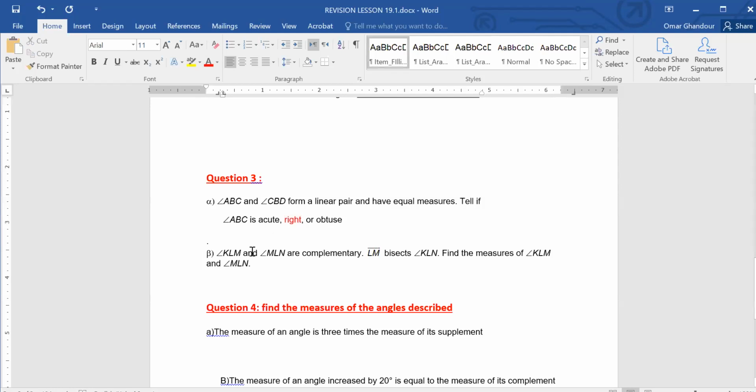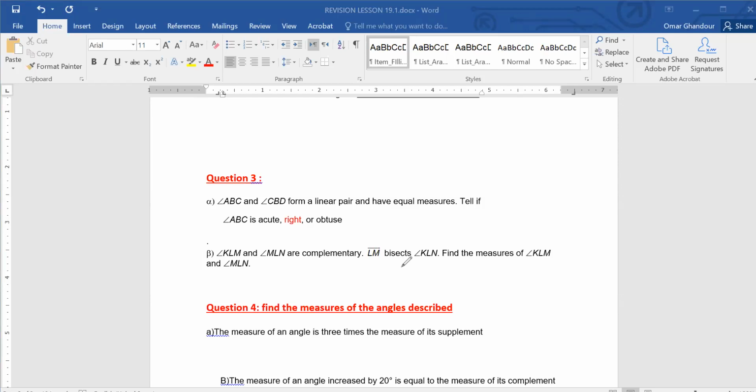Question B. Angle KLM and angle MLN are complementary. Complementary means if I add them, I will get 90 degrees. And again, x plus y is equal to 90. LM bisects angle KLN. Since we have a bisector, I have to draw it. So let's try to draw this together.